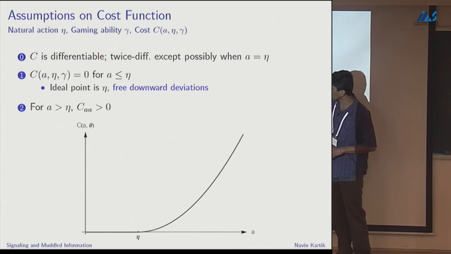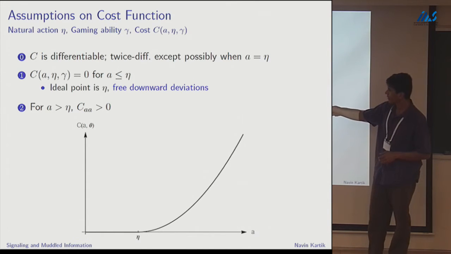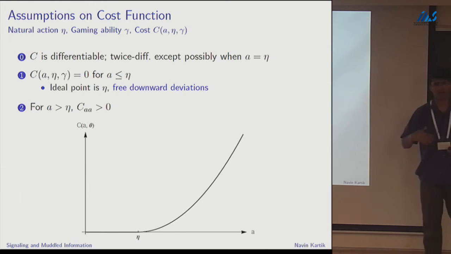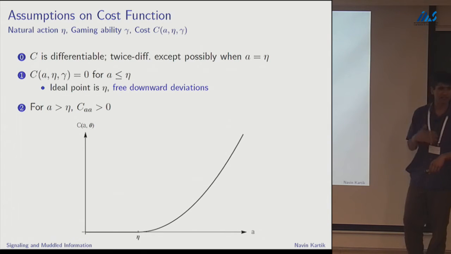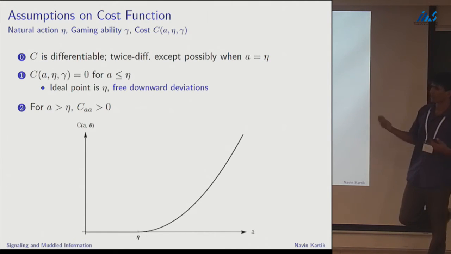Here's one assumption that's worth discussing a little bit. We're going to assume that the cost of generating an action that's less than your natural action is weakly 0. You should interpret this as the agent's ideal point, the natural action that the agent would take in the absence of signaling concerns is going to be eta, and it's costless to generate lower actions. We call those free downward deviations. You can think of this as, if without studying at all for the SAT you would get a score of 700, it's easy to answer questions wrong and get a lower score. What's difficult is generating a higher score.